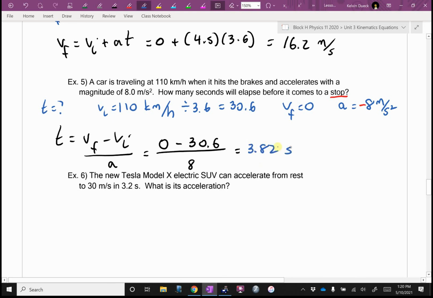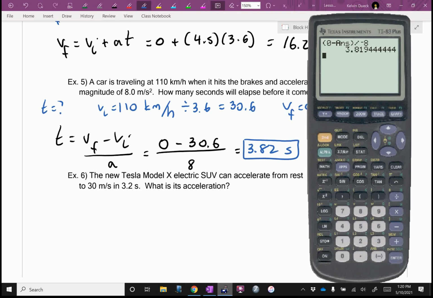On most calculators, if you did it wrong, that would change the answer button, so you'd have to start from scratch. In other words, now what you'll have to do is once again go 110 divided by 3.6, store that on your calculator, and then go 0 minus answer button divided by -8, and now you will get the correct answer.